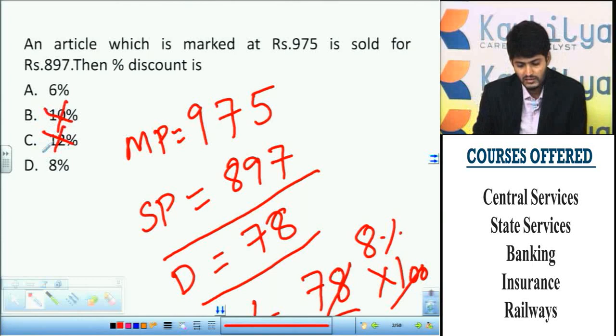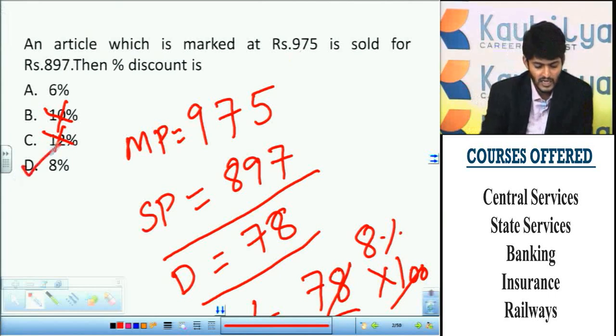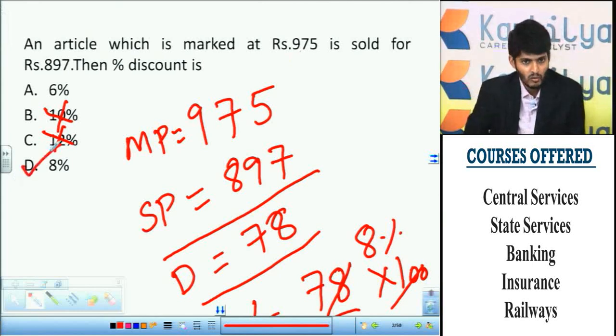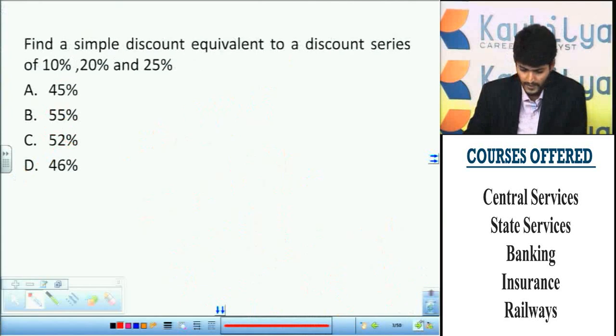So in this case, 1% of 975 would be 9 rupees 75 paise, and if you roughly multiply 9 into 8, you will get 72. So the answer would be 8%, because you have done 8%. Whenever I am dealing with such a problem, I will be able to do it in less than 10 or 15 seconds, because I know how to calculate percentages just by approximation. So the answer here would be D, which is around 8%.